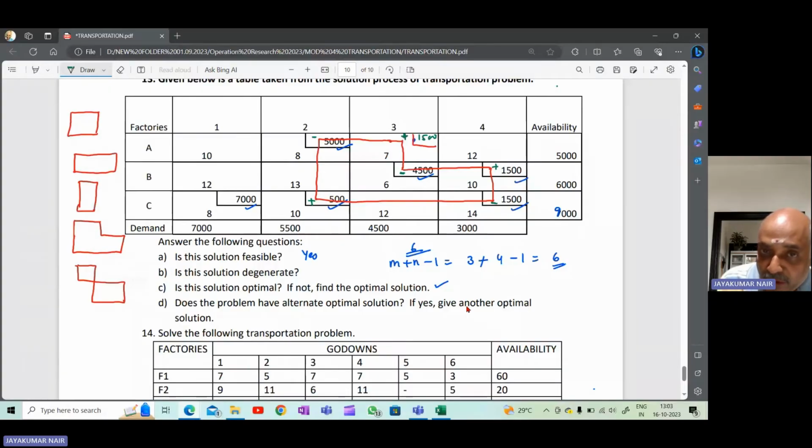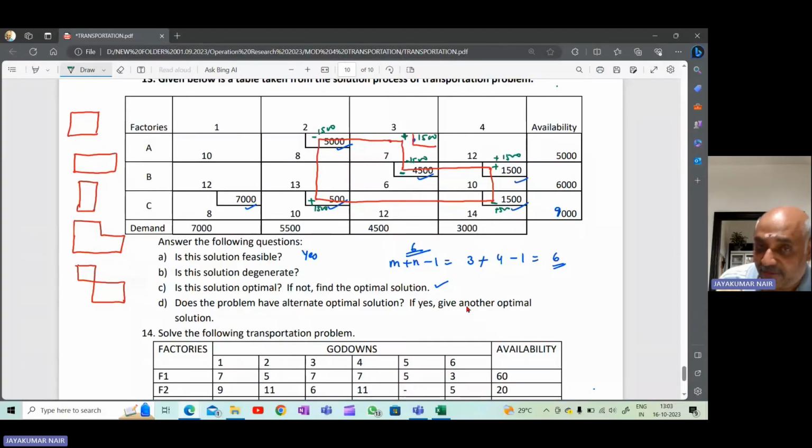Here, you need to subtract 1500 from 5000. Here it is plus, therefore plus 1500. Here it is minus, so minus 1500. And here it is plus 1500. And here minus 1500. So remember, where there is plus, you will add 1500. Where there is minus, you will subtract 1500. That's what you do to all the corner cells.